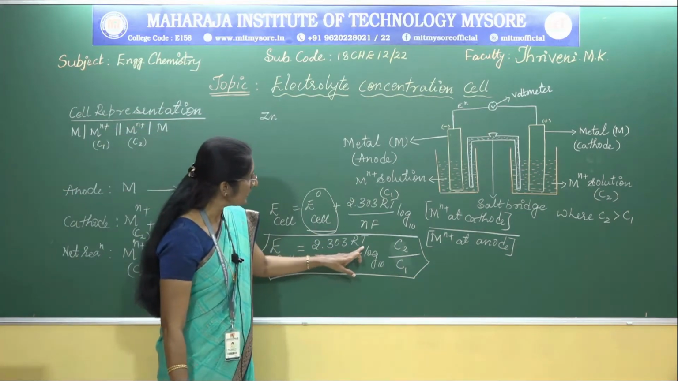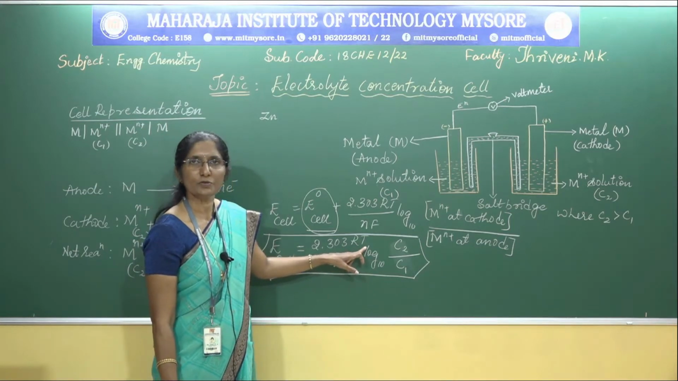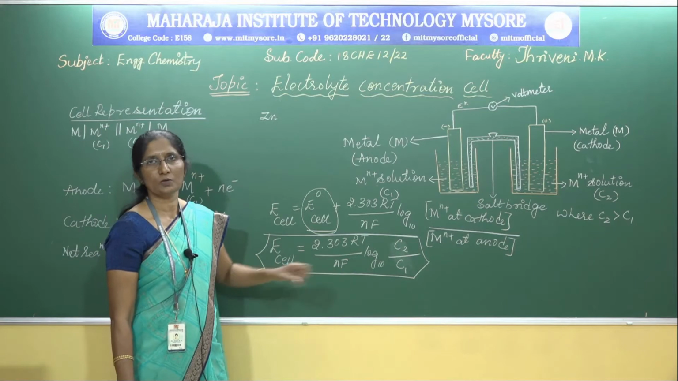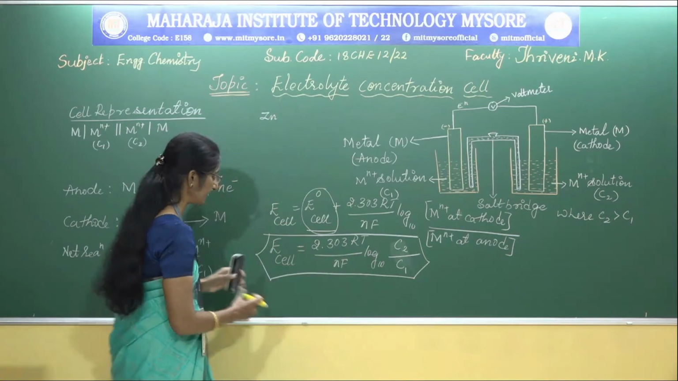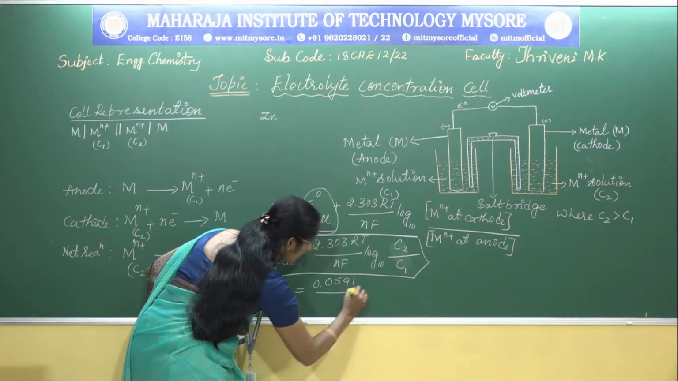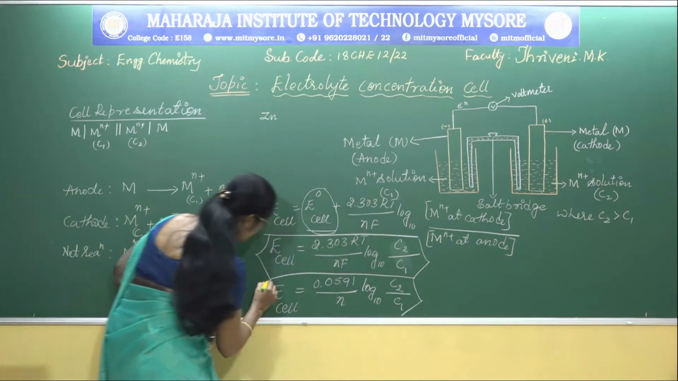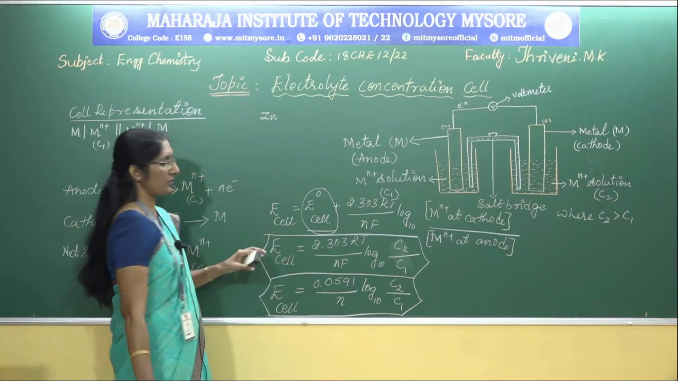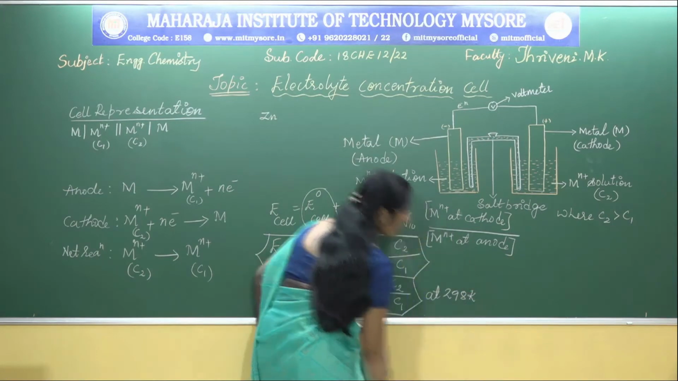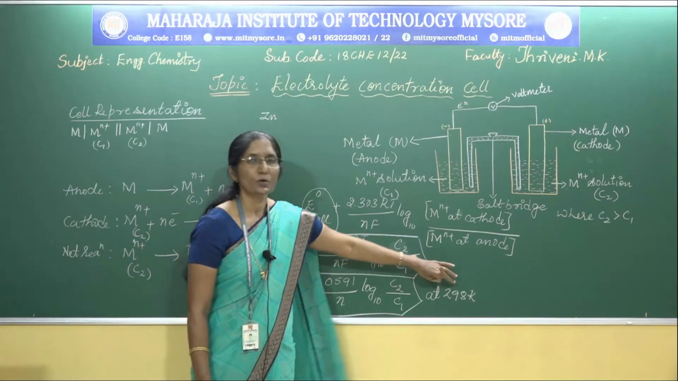Then substitute the values of R, T and F. What is the R value? The R value is 8.314 joule per Kelvin per mole, T is 298 Kelvin and F is the Faraday constant, its value is 96,500 joule per volt per mole. Substituting R, T and F and simplifying, we get E cell is equal to 0.0591 divided by n log base 10 of C2 divided by C1. This is the general equation to calculate the EMF of an electrolyte concentration cell at 298 Kelvin.